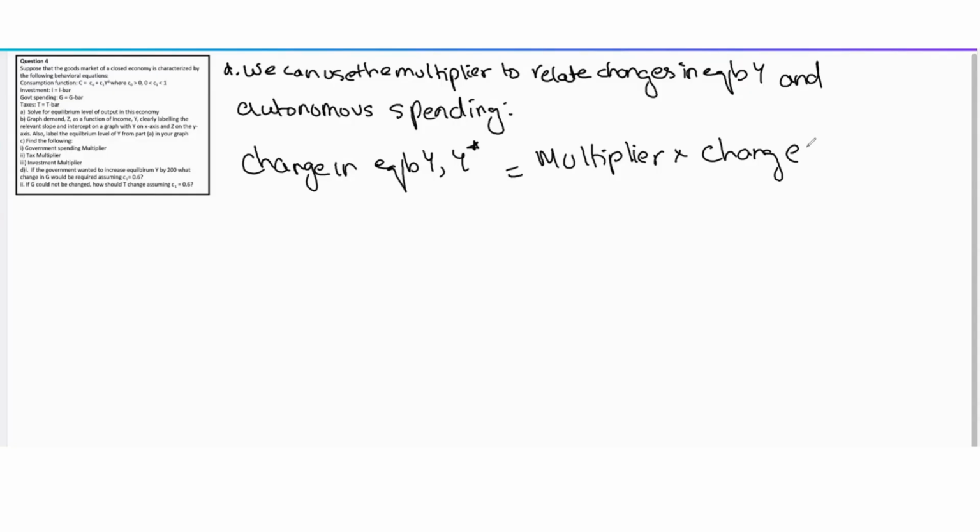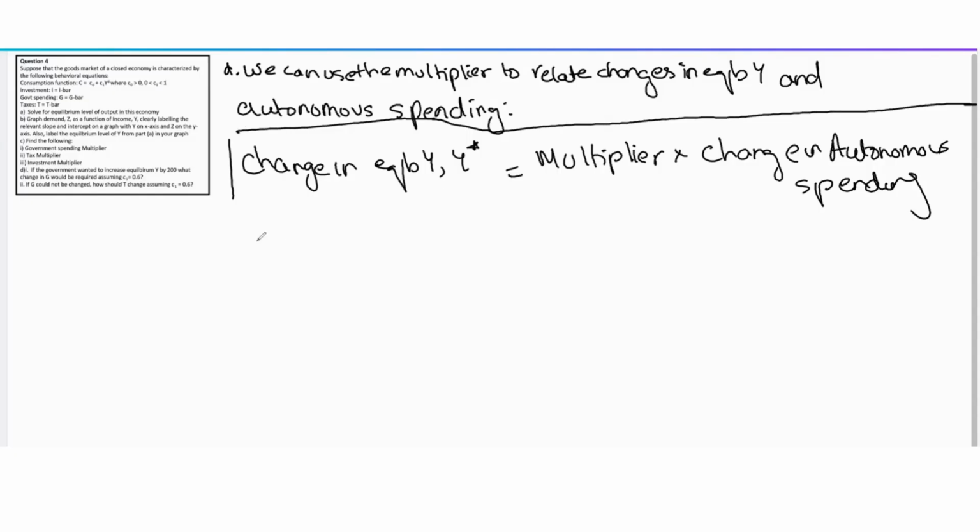Multiplier times change in autonomous spending, right? So the change in equilibrium is the multiplier times the change in autonomous spending. This is key to keep in mind. It is telling us how much equilibrium output changes due to a 1 unit change in autonomous spending. So if you multiply the multiplier with the change in autonomous spending, we'll get the change in equilibrium Y star. Now obviously, if autonomous investment changes, we'll use the investment multiplier.